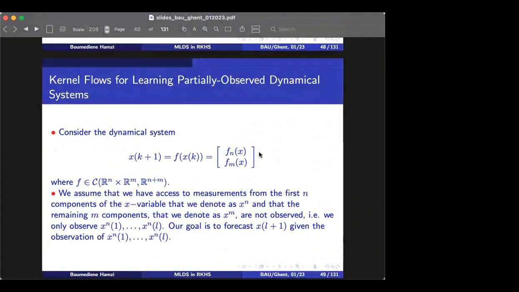Another extension is the case of partially observed dynamical systems, where we assume that x_{k+1} is equal to f(x_k), which is equal to f(x_n, x_m). We assume that x_n is observed, and x_m is not observed. So we only observe the first n states, and we do not observe the other ones.